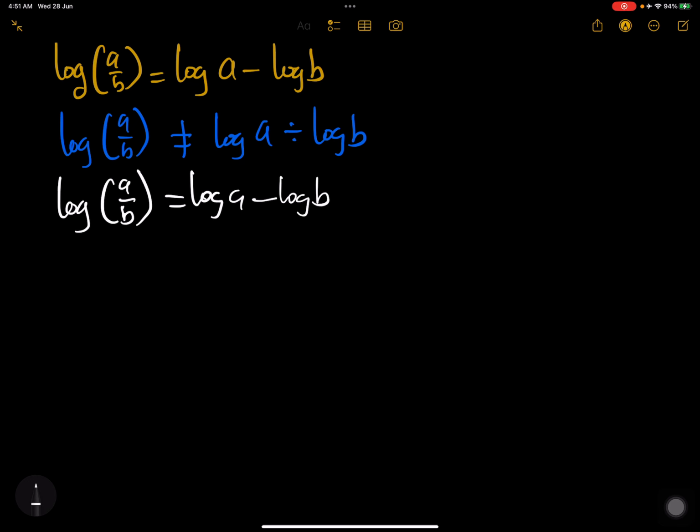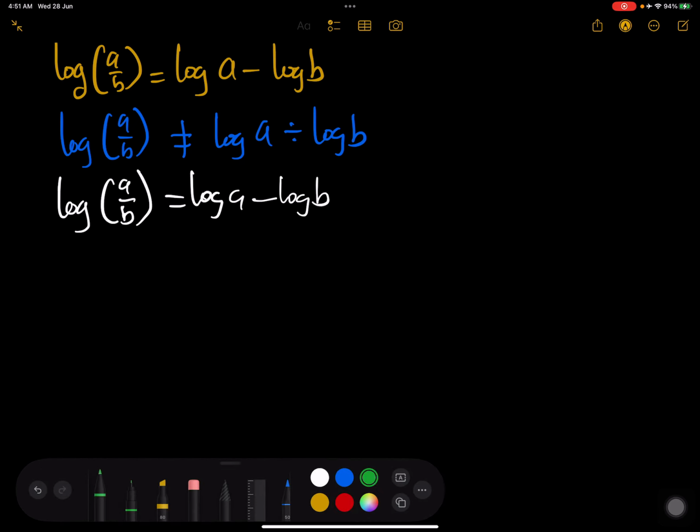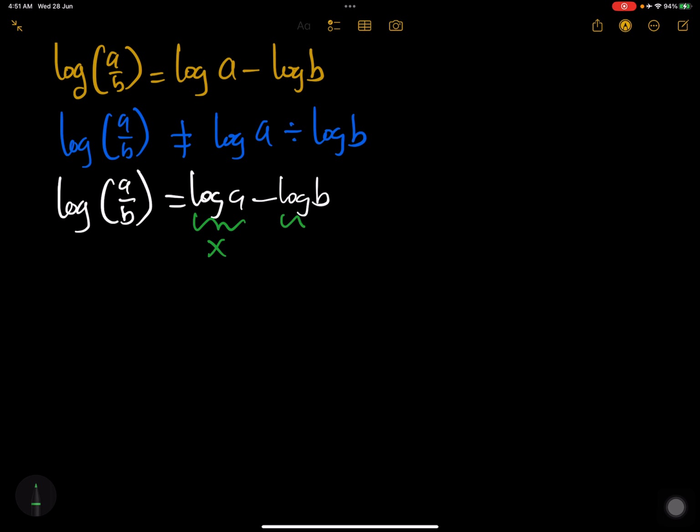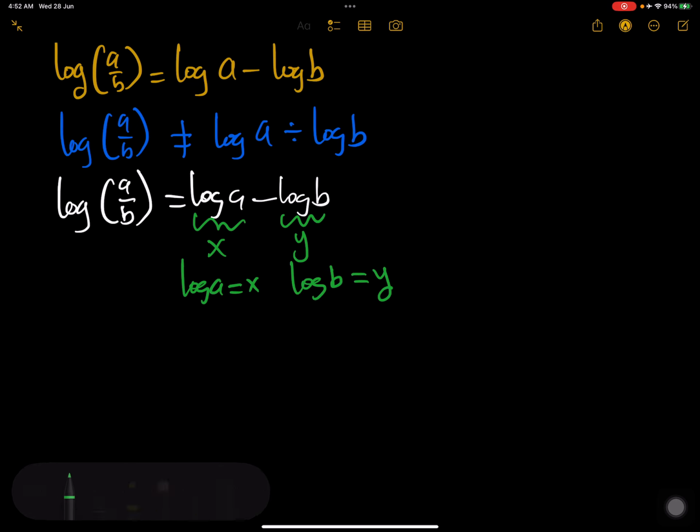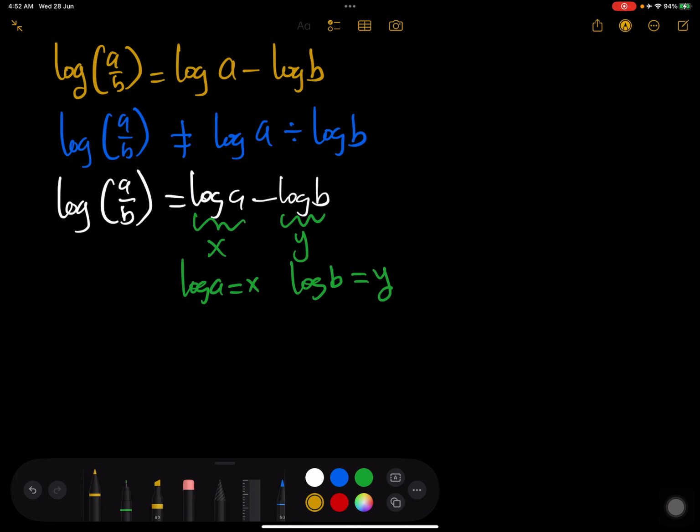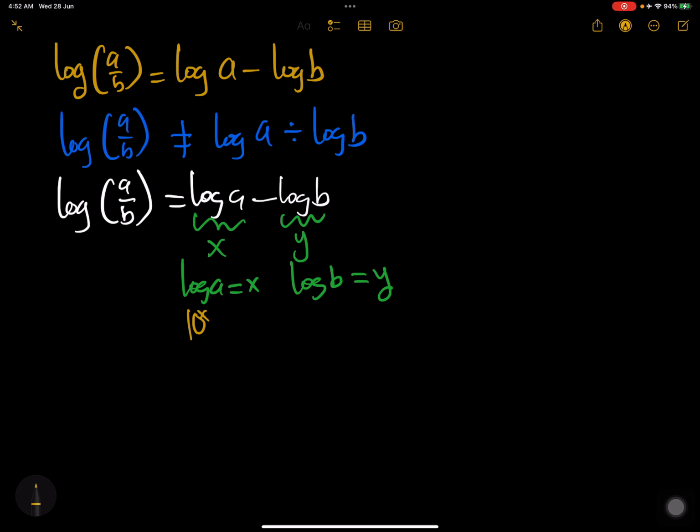Now, how do we prove this? Same thing. We make this one equal to x and this one equal to y. So you have log A equal to x, and log B equal to y. Because we are working in base 10, that gives us 10 to the power x is equal to A, and 10 to the power y is equal to B.